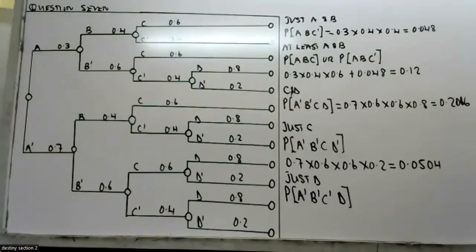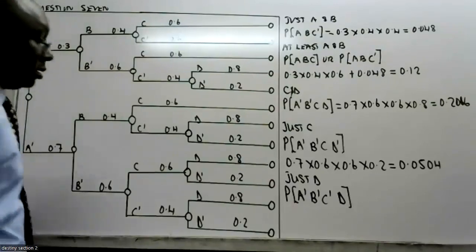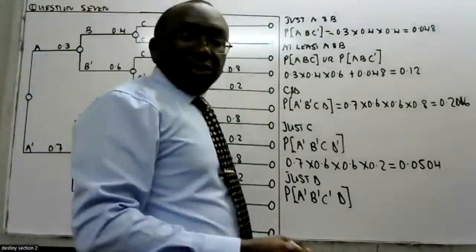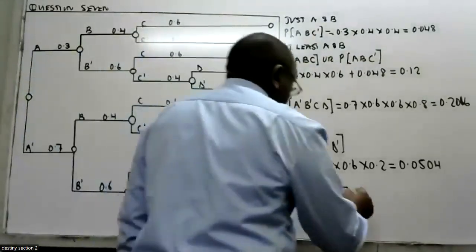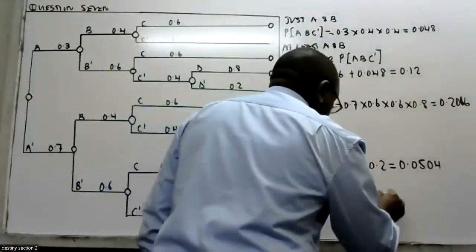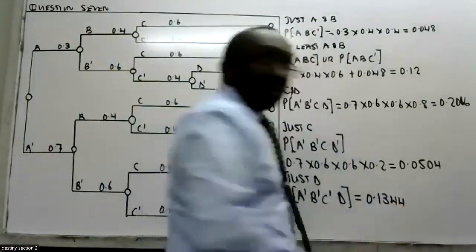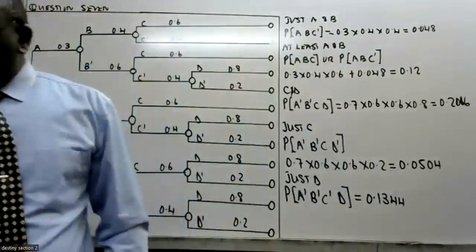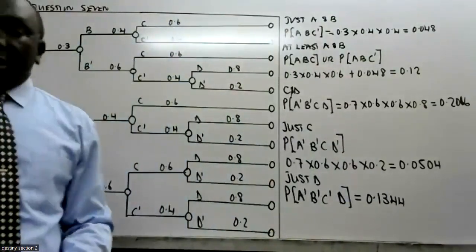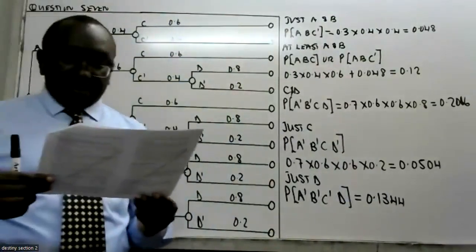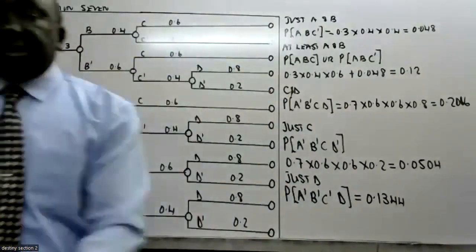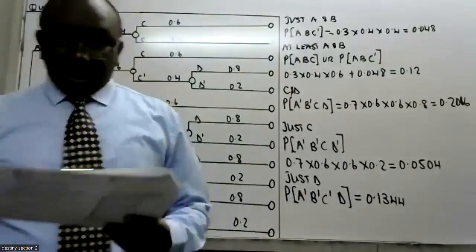What have you gotten as the answer? 0.1344, eh? Yeah, good, 0.1344. Good, I can see Ibrahim, I can see Sarah, good. So I propose that on your own, you handle question number 8.